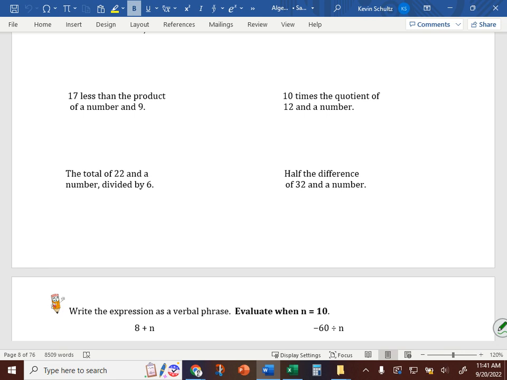17 less than the product of a number and 9. Okay, so here we got two things going on. Whoever's squeaky, that's enough of that. So we have the word product, which means more than just multiplication, right? Just more than just times. What does the word product explicitly mean? That means multiplication. It does, but it's more than that. It's multiplication in parentheses. So you have to do that first.